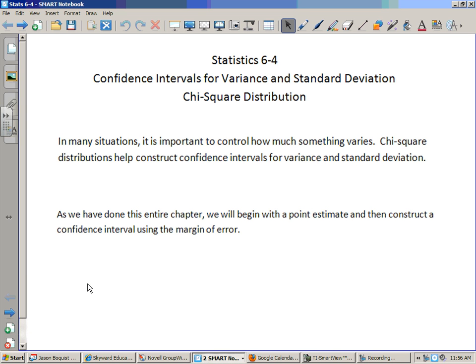So day 1, it says statistics 6-4, confidence intervals for variance and standard deviation. And let's face it, isn't that the one stat we really haven't done an interval for yet? We did the mean, we did p with p hat, but we haven't done it for sigma yet, right? We've done confidence intervals for everything else. And so that's what we're going to focus on today.